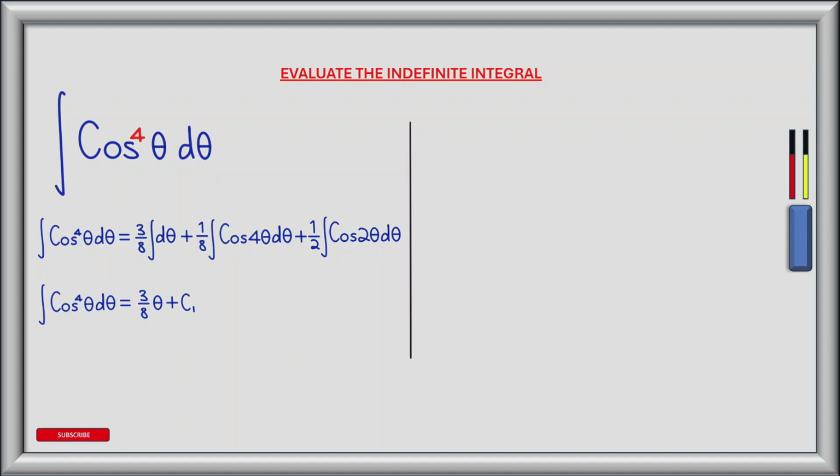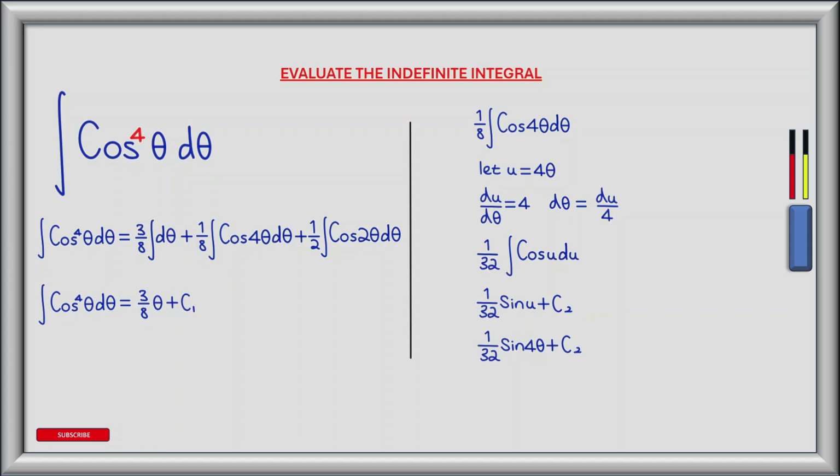So starting with 3/8 multiplied by the integral of dθ, the antiderivative of dθ is theta, and multiplying that by 3/8, we get 3/8 θ plus a constant of integration. Let's call that C1. If we now look at evaluating 1/8 multiplied by the integral of cos4θ dθ, we can use U-substitution to evaluate this.